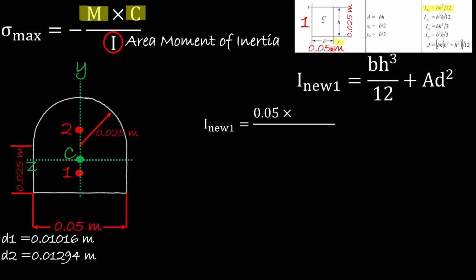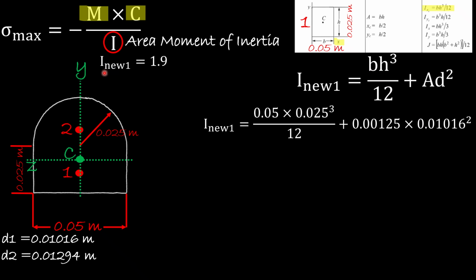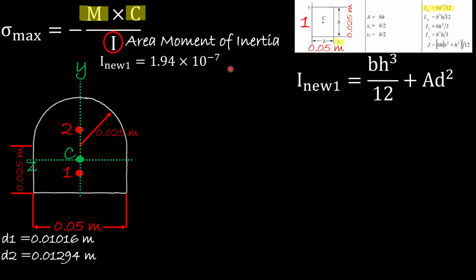We said that the base is 0.05, the height is 0.025 meter cubed divided by 12, plus the area from the previous slide. We found that the area of the square is 0.0125 times the distance between the two axes, 0.01016 squared. So let's write here on the side our new area moment of inertia for shape 1 with respect to the center of the whole cross-section beam. It will give us 1.94 times 10 to the power minus 4 meter to the power 4.